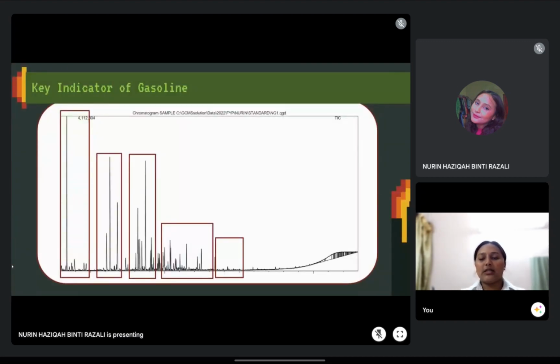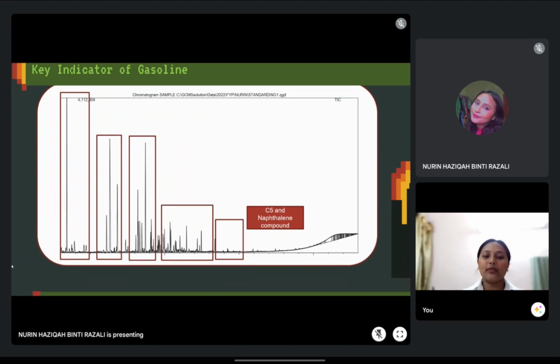Here is the total ion chromatogram, which includes the target compounds that were identified by their retention time. Here is the volatile organic profile that we needed, which is the toluene, the group of C2 compounds, the group of C3 compounds, the group of C4 and indene compounds, and also the group of C5 and naphthalene compounds.